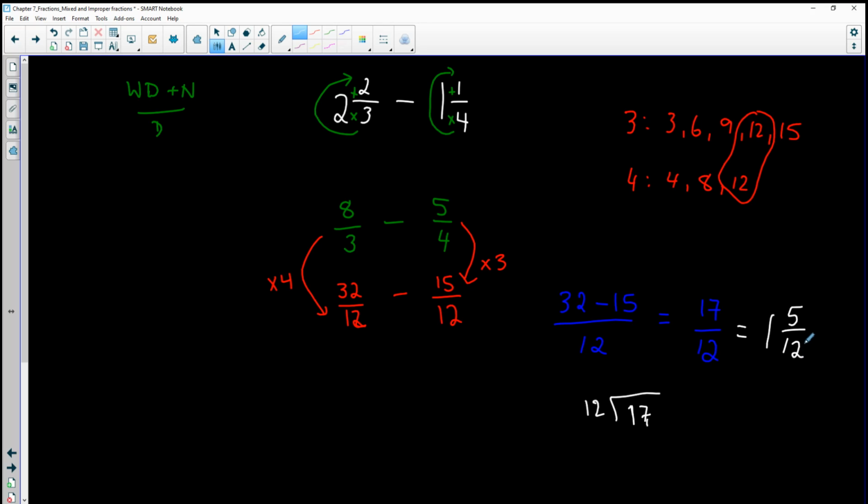And if I wanted to do a quick check, I could just change this back into the improper fraction by using this WD plus N. So I'll just quickly do that. 12 times 1 is 12. Add 5 would be 17 over 12, which gets me back to this improper fraction, so I know it's correct.